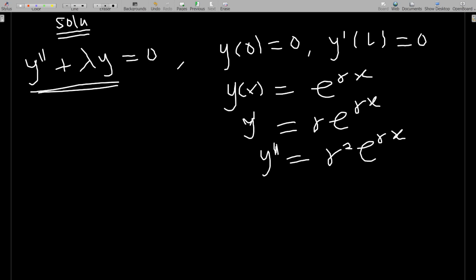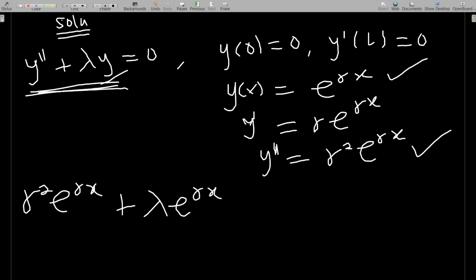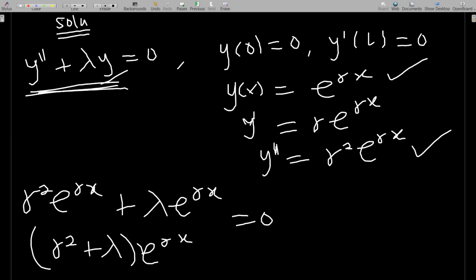Now put the corresponding functions back into the equation. You have y equals e^(rx), and y'' gives r² e^(rx). So we have r² e^(rx) + λ e^(rx) = 0. Solving this, we realize that we have (r² + λ) e^(rx) = 0.